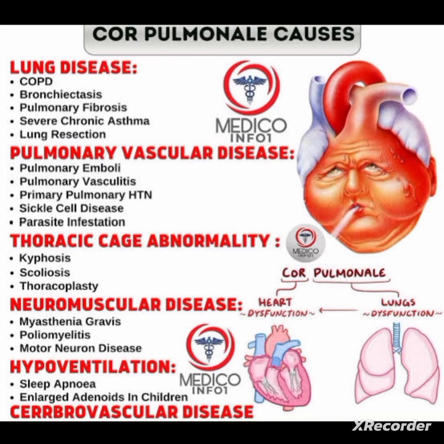So cor pulmonale is mainly due to lung disease and pulmonary vascular problems. Others that also cause cor pulmonale include neuromuscular disorders and cerebrovascular disorders. Hypoventilation and thoracic cage abnormality are also predisposing factors for cor pulmonale.